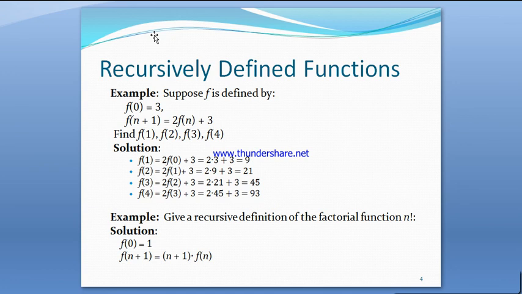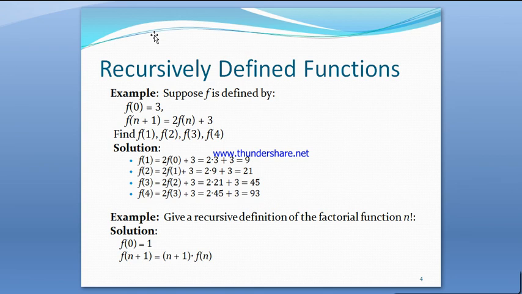Another example, let us see. Give a recursive definition of the factorial function. Let us first complete the basis step. Let us specify the initial value of n factorial at 0. We know f of 0, which is 0 factorial, is equal to 1. So the initial value f of 0 equal to 1 is specified.